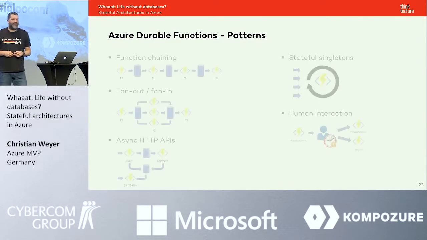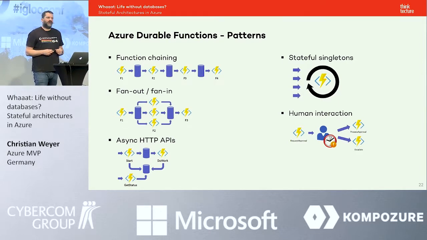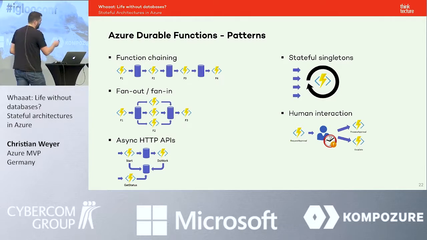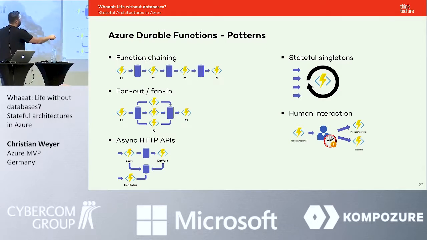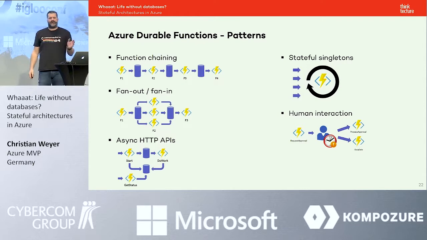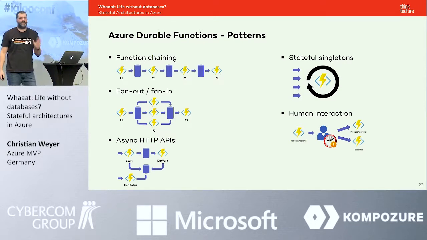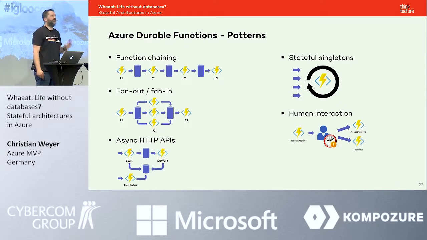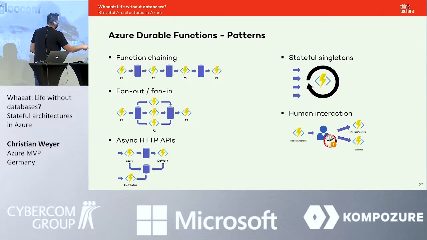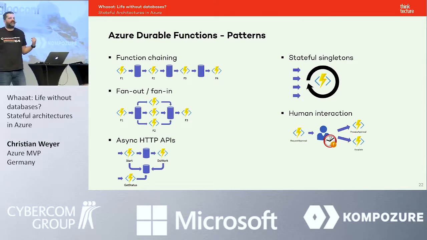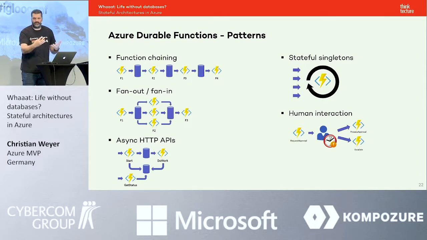If we look at the patterns that we can implement, some look quite familiar. So for example, the stateful singleton, it looks a little bit like an actor, but it's different. So there is no implementation of the actor pattern in durable functions. What we usually want to implement with long-running tasks as long-running workflows is a scenario with human interaction.